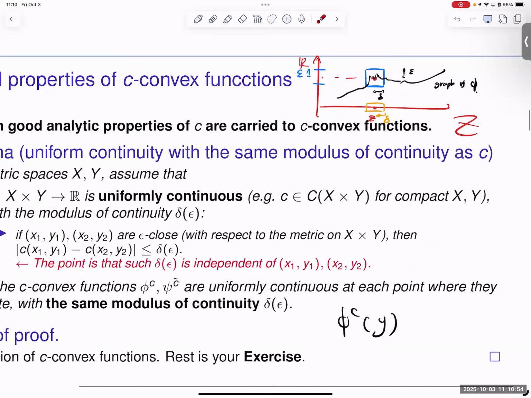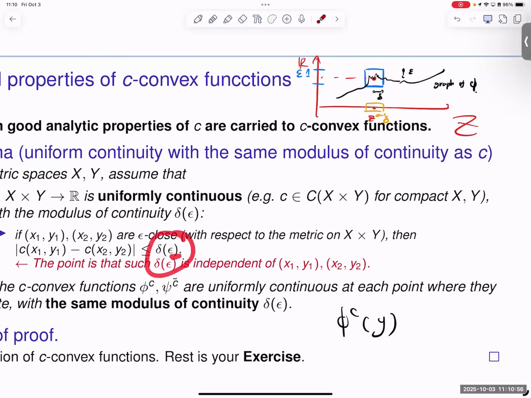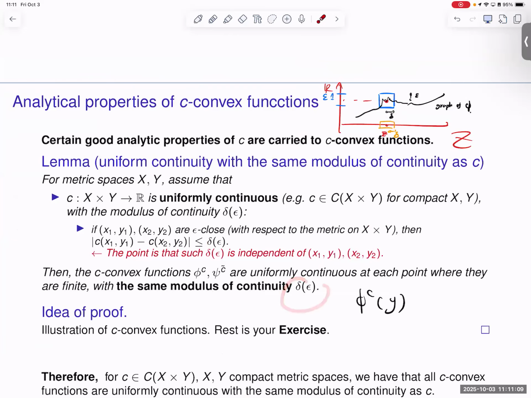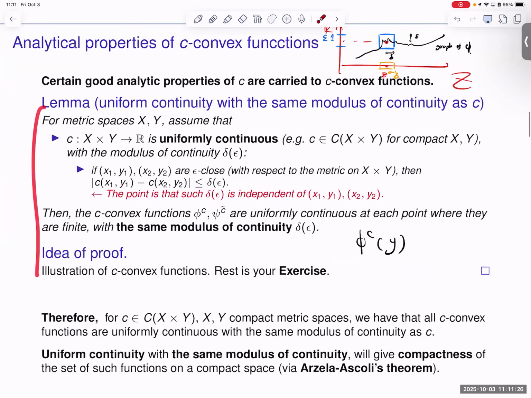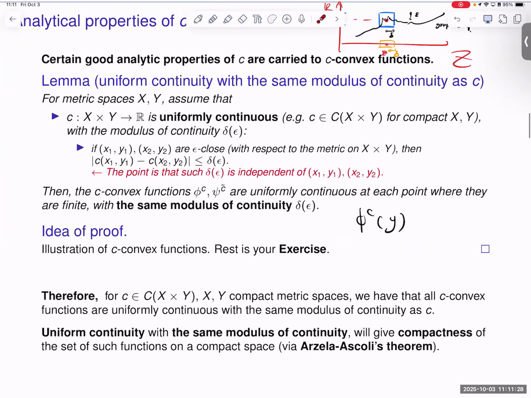So you can view delta as a function of epsilon. Then this function is called modulus of continuity. Of course, there is no unique such modulus of continuity. But if you have some function like this, then you can have the same function for your result, the C-convex C Legendre transform. So this is something you can do, but let me not spend time on this because I'm going to do something similar in the next slide.